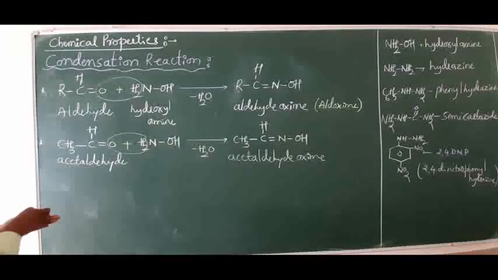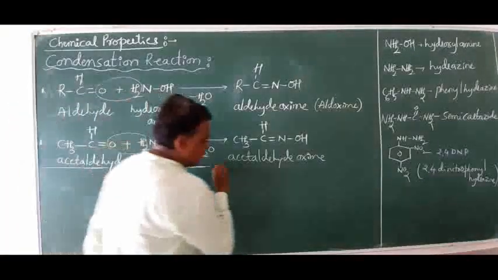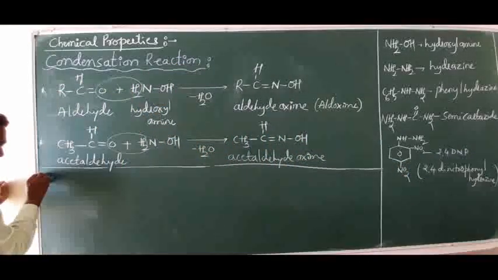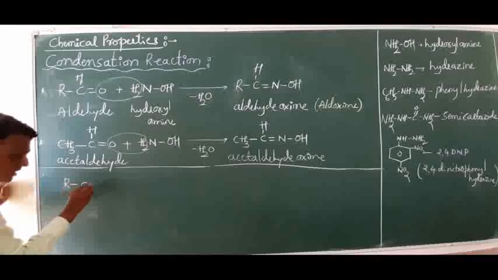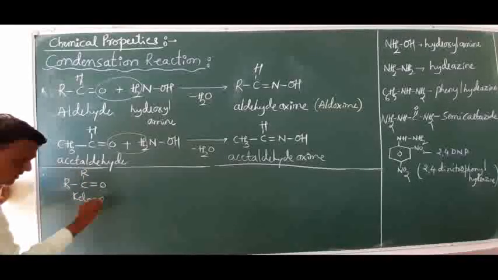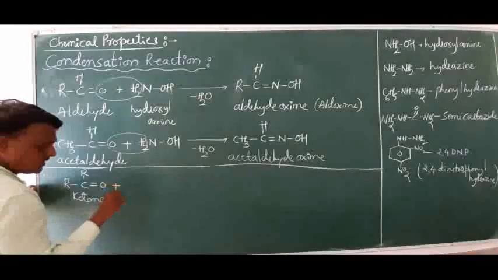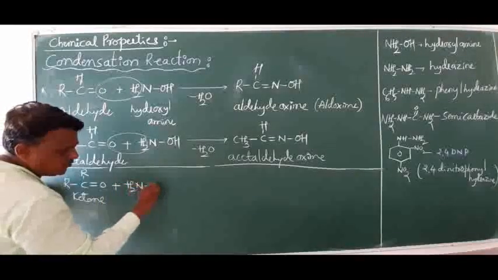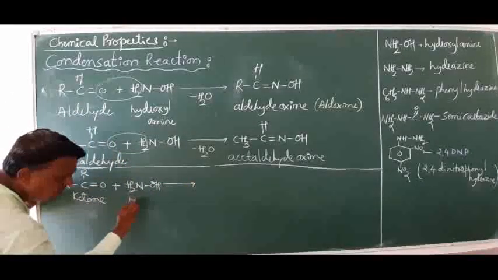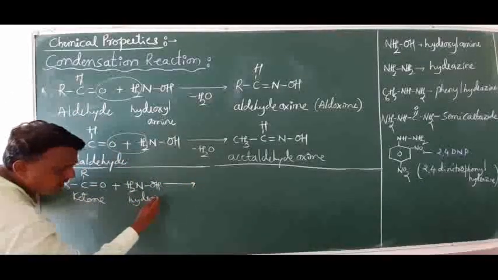What happens in the case of a ketone? In a ketone, we have R-C=O with two R groups. Keep in mind that it is a ketone. When a ketone is reacted with H2NOH, the name of this compound is hydroxylamine.